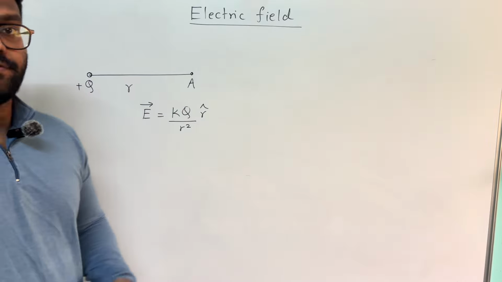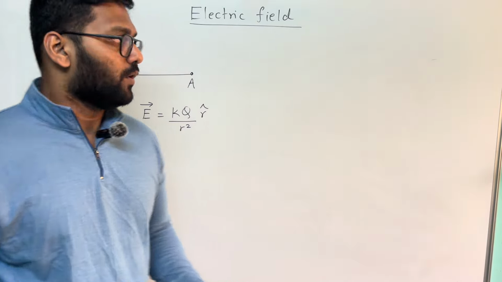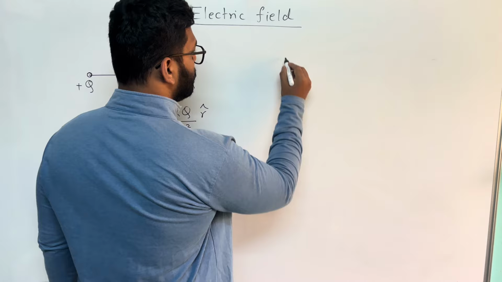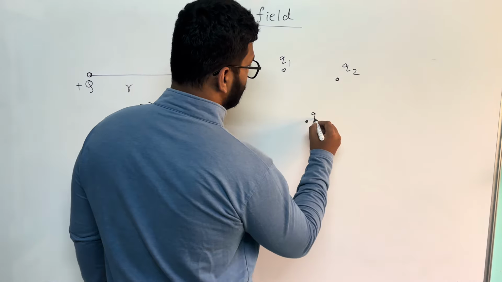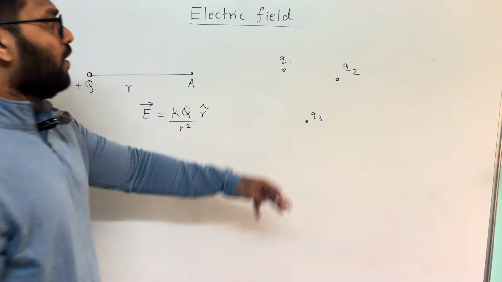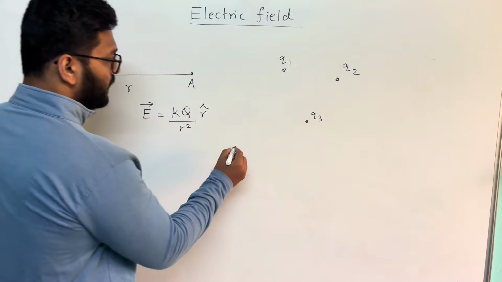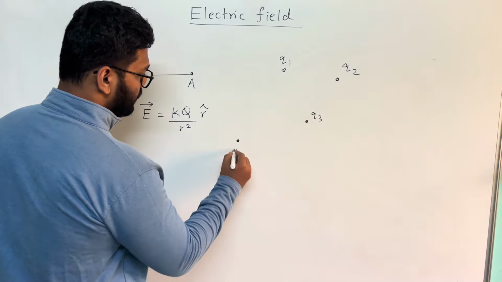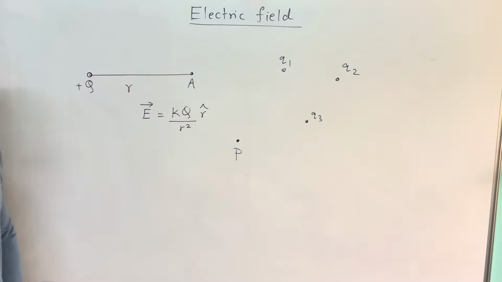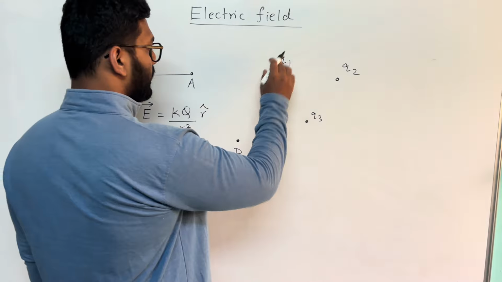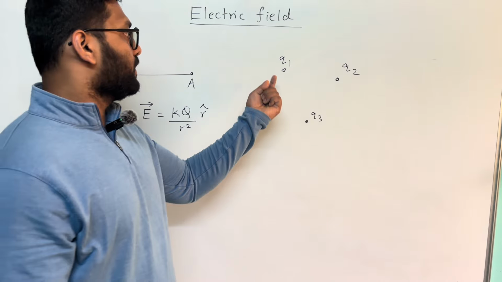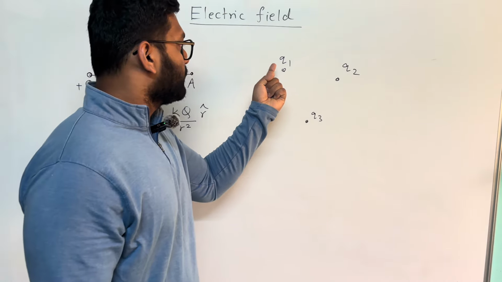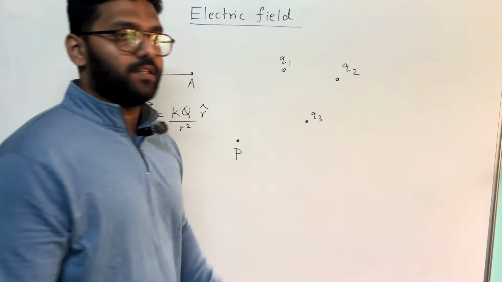But now if I have many charges, for example, charge q1, another charge q2, another charge q3, and because of all these charges I want to find out the electric field at this point P, then this electric field at point P is nothing but the vector summation of all the electric fields due to q1, q2 and q3.